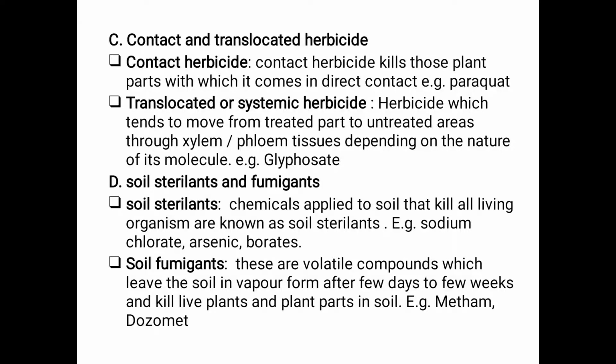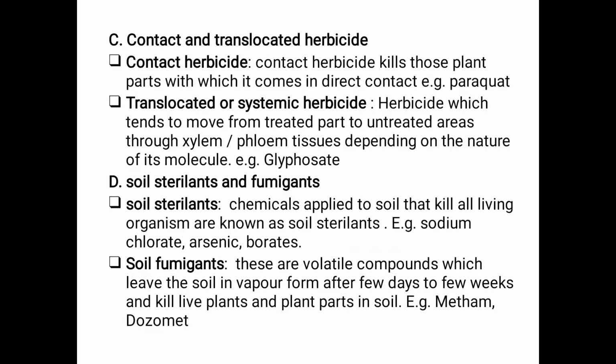Then the next one is contact and translocated herbicides. A contact herbicide kills those plant parts with which it comes in direct contact. These herbicides kill or retard the growth of those plants which come in direct contact. These chemicals are effective against annuals when they are young, but not perennials, because in perennials regeneration takes place from deep plant organs which are not affected by the herbicides. An example is paraquat.